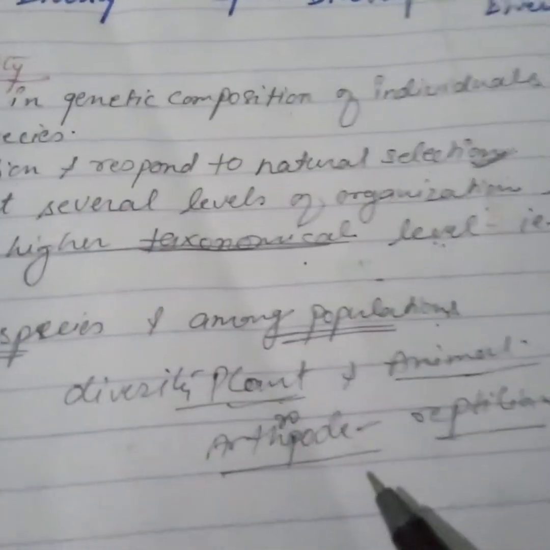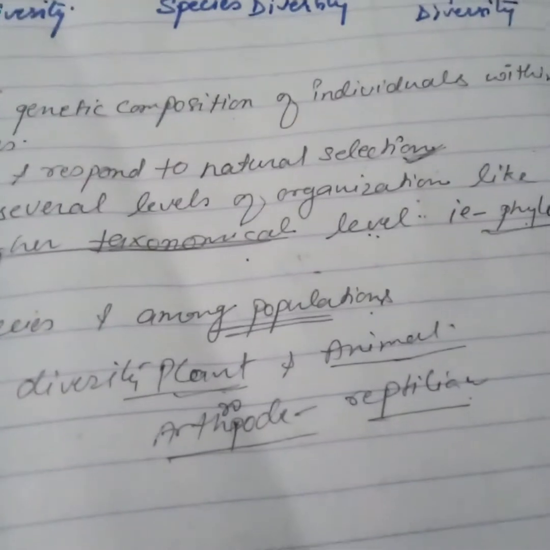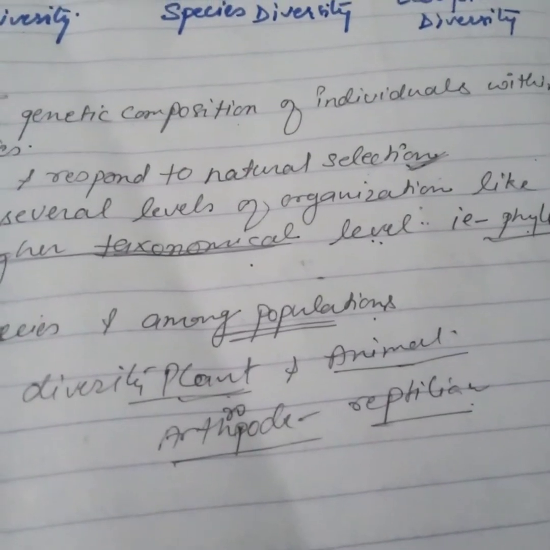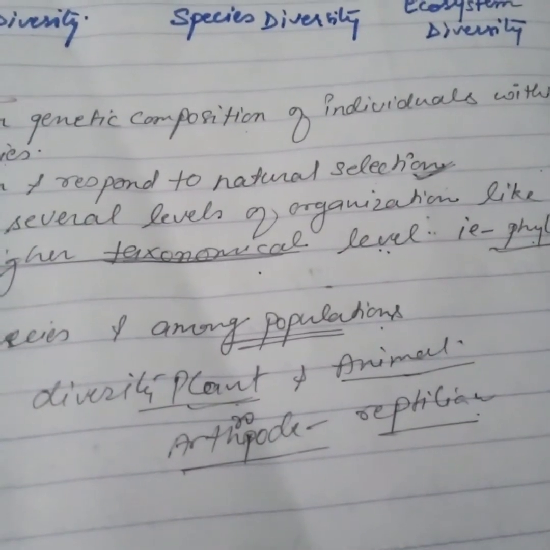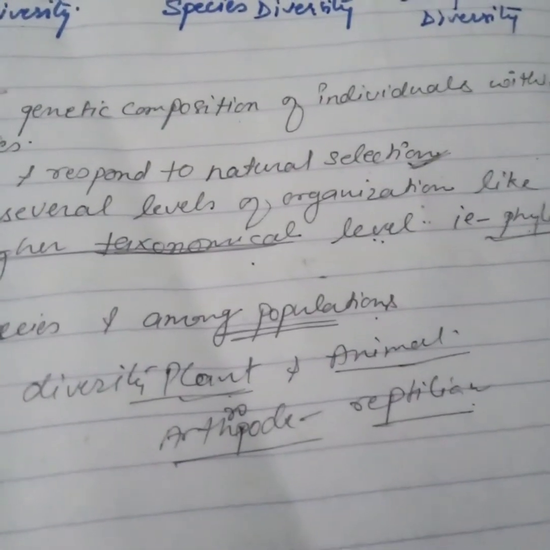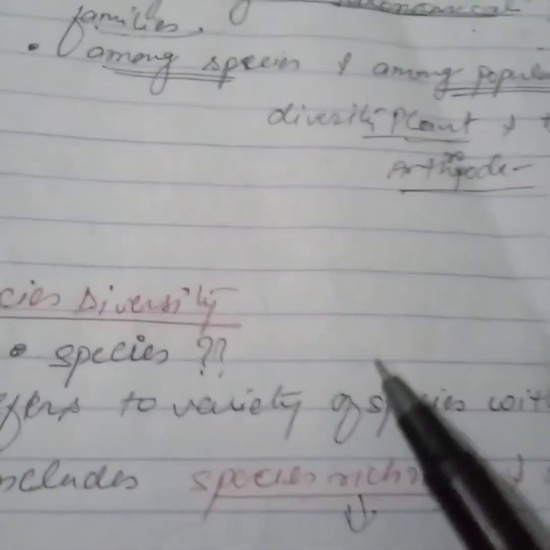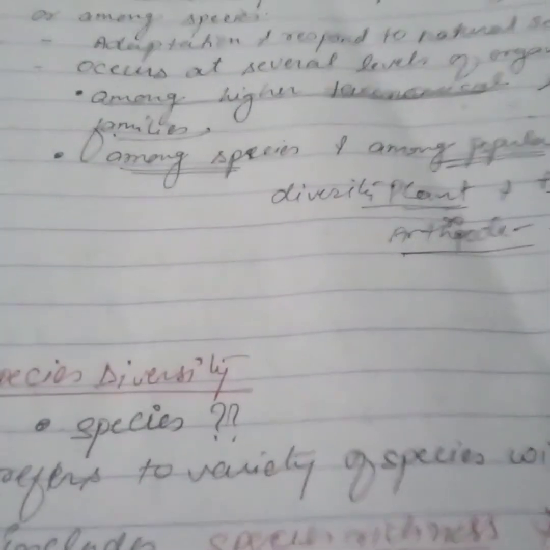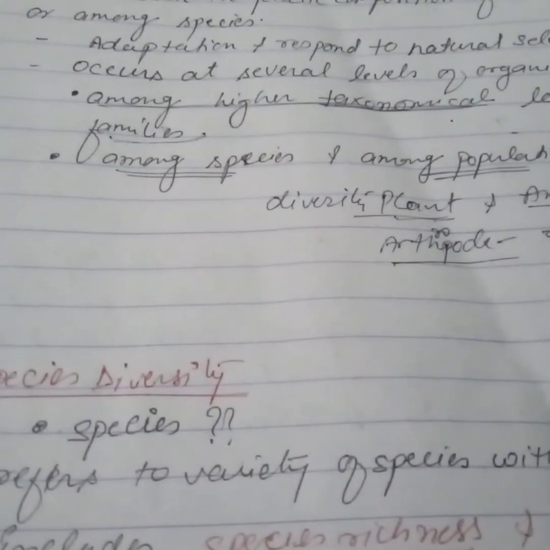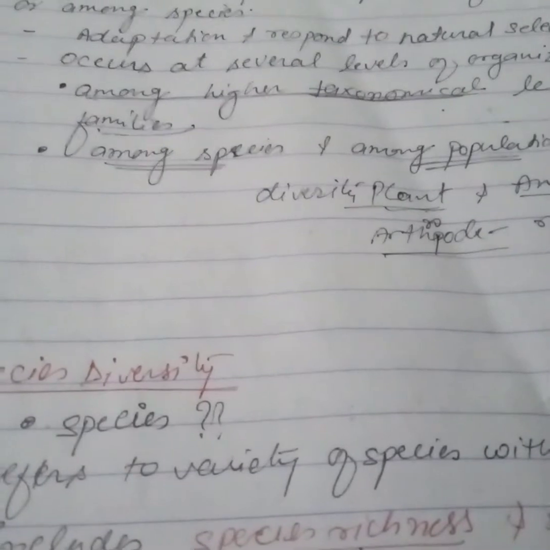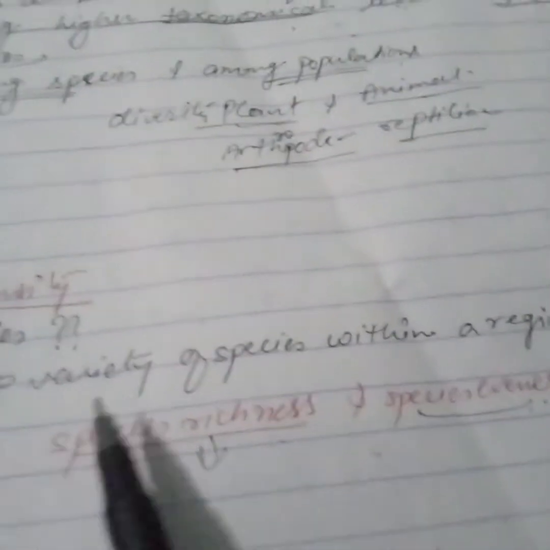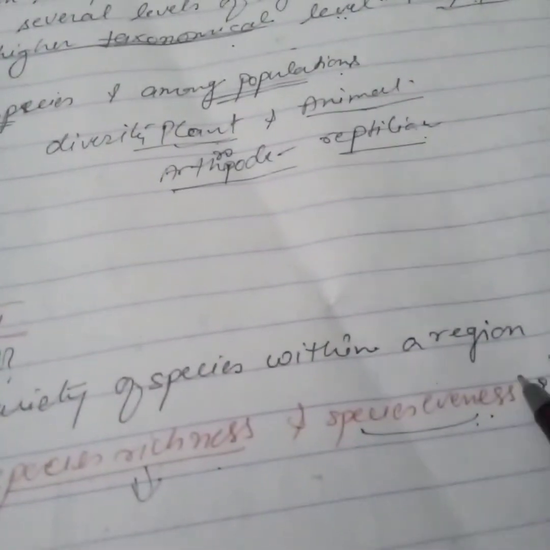And this can be done at the families level too, like arthropods and reptiles, amphibians. These are also comparing the mode of the genetic diversity. Now come to species diversity. Species is what? Species is a group of population, and these groups of population interact with each other and with their abiotic factors. It refers to the variation of the species within a region.